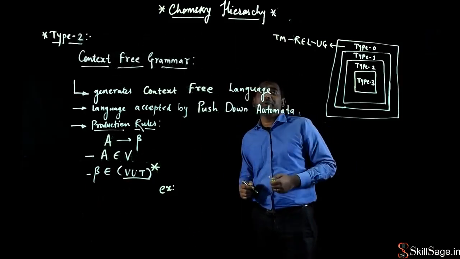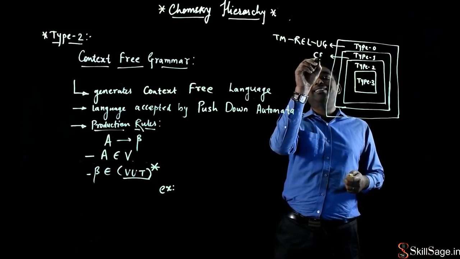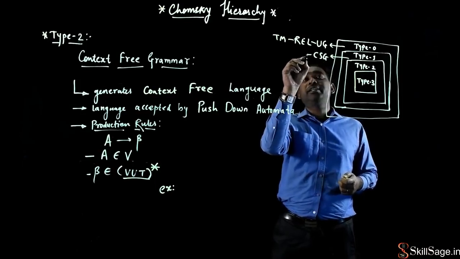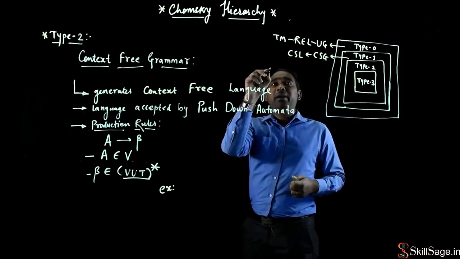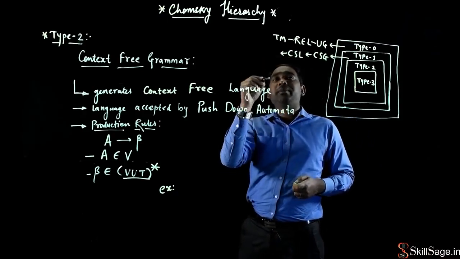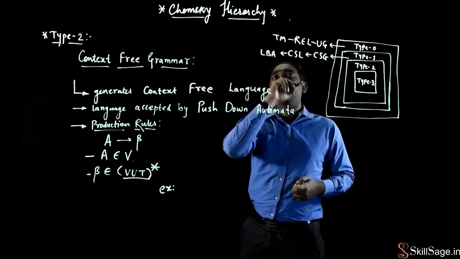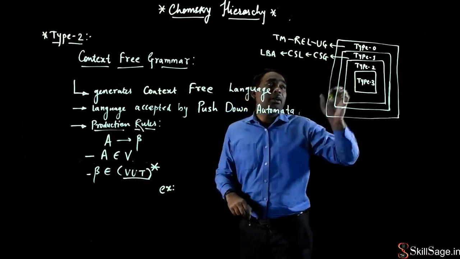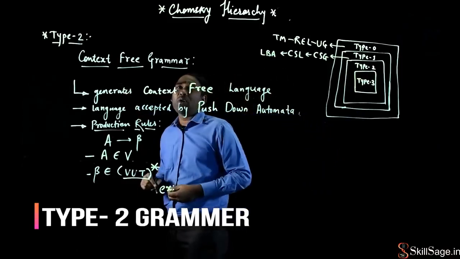As we have studied type 1 grammar, and type 1 grammar was our context sensitive grammar, and context sensitive grammar generates a language called context sensitive language, and this context sensitive language is accepted by one abstract machine called linear bounded automata. Right, that we have seen, right? Now this is type 2 grammar. What is my type 2 grammar? Type 2 grammar is called a context free grammar.